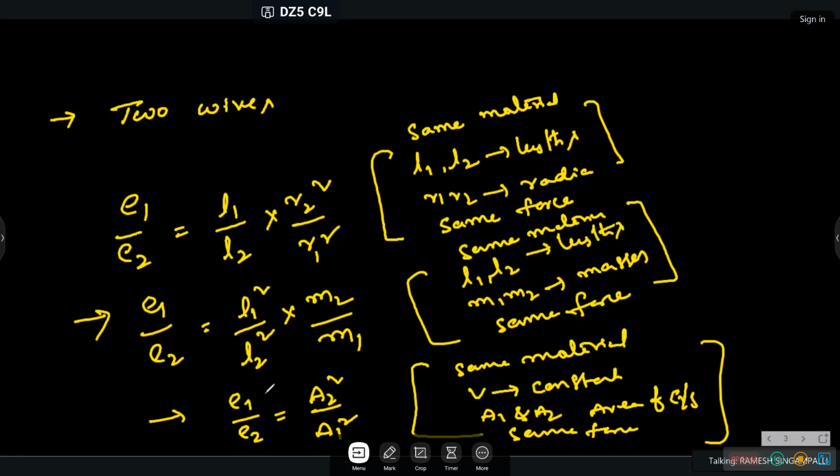Next. Two wires of same material and same volume. In place of area they gave radius R1, R2. Then what is that? See here only, write down. My pen is not writing. Okay, okay. Sorry, it's right.